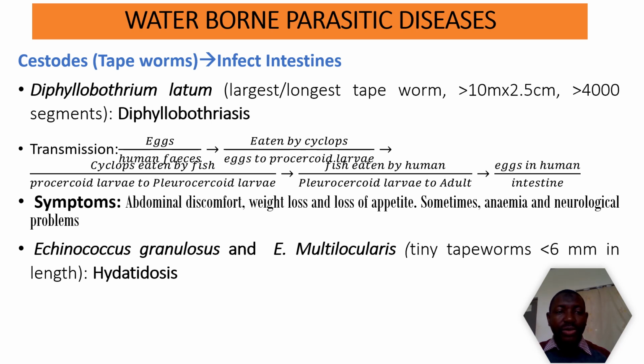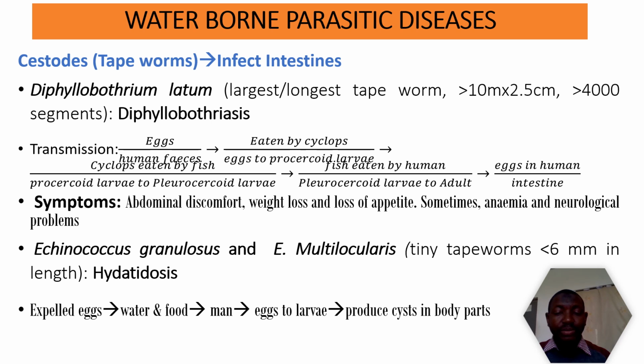Now, in the course of transmission, the eggs from an infected person contaminate food, water, or vegetables watered by polluted water. When they contaminate food or water, they become ingested by man. When ingested, the eggs hatch into larvae. Because of their small body size, these worms can move freely within the circulatory system and spread to various parts of the body where they produce cysts, attacking various body parts.